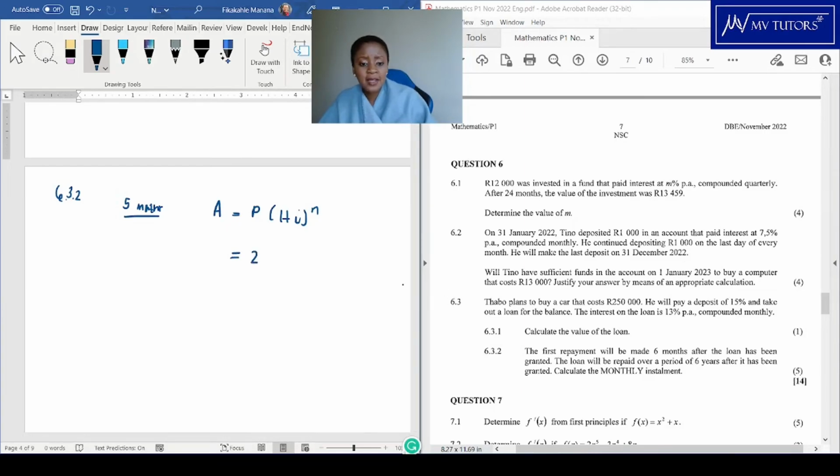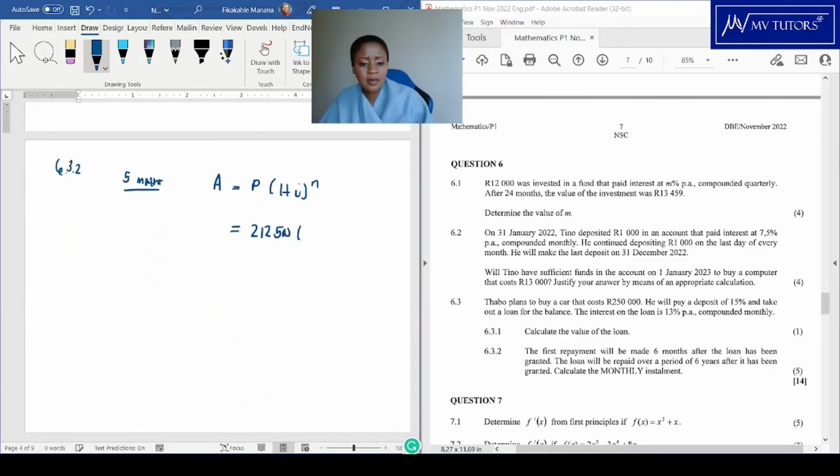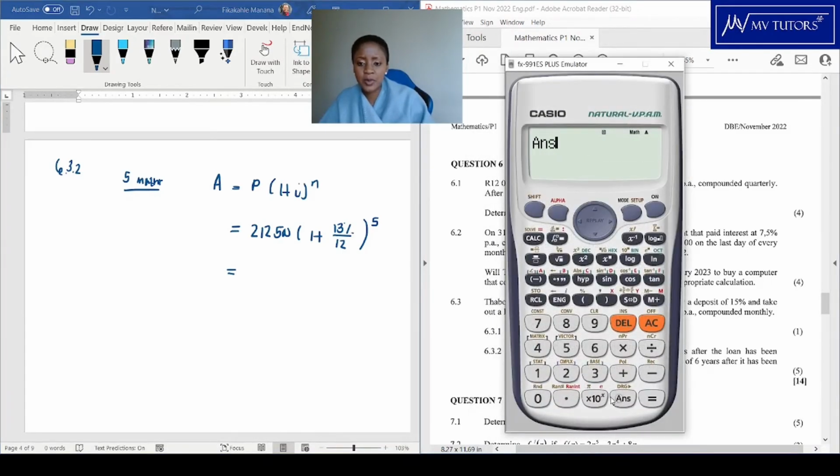So the value of the loan, which was 212,500 rand, we have 1 plus the interest, which is 13% per annum, compounded monthly, and to the power 5. So this is what happened in 5 months. How much did the money grow? So we have our answer there, and then 1 plus 13% over 12 to the power 5 months. Yes, so it grew. You might say, it's not that much, but it is a lot. From 212 to 224,000. That is quite a lot.